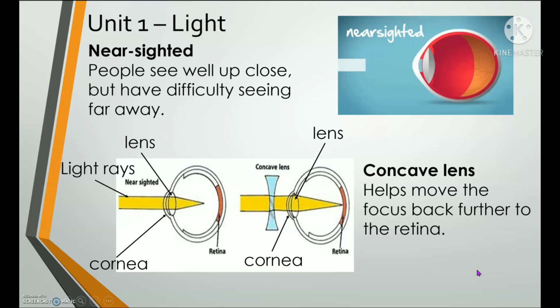So the question is, what type of lens should a nearsighted person use? Is it convex lens or concave lens? Very good. A nearsighted person should use a concave lens. Very good. Let's move on.